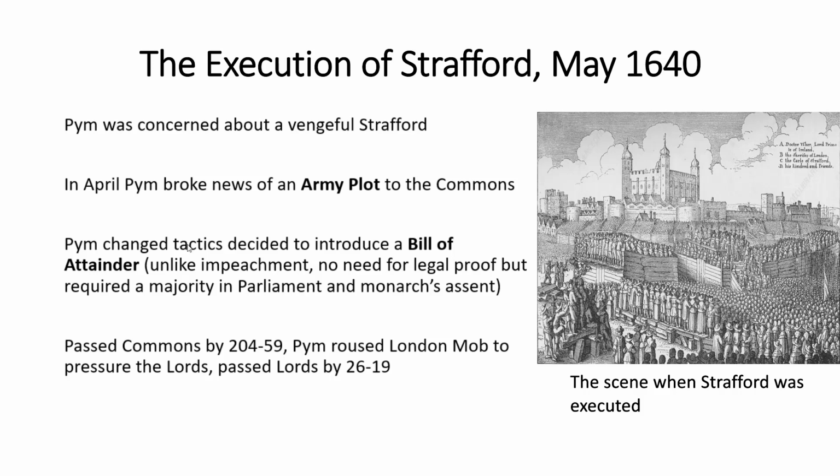This bill goes through the Commons with their concern about this army plot by 204 to 59, so vast majority. In the Lords, it's not quite as clear-cut, 26 to 19. And also you'll note that Pym is using the London mob, this group of people you can see in this painting here that we'll come back to in a second, to pressure the Lords to agree to this. And you'll note as well, hopefully, that those numbers are quite small. Even in the Commons, those numbers are about 150 short of the total number of MPs, maybe more.